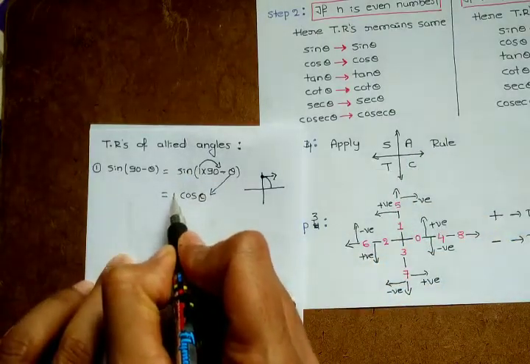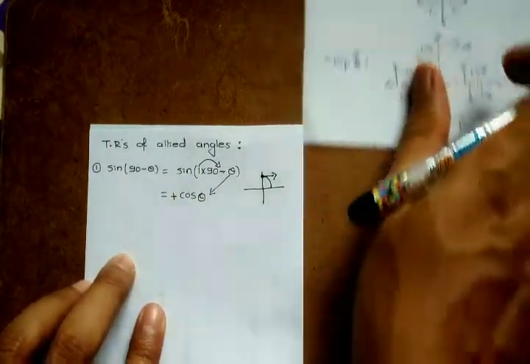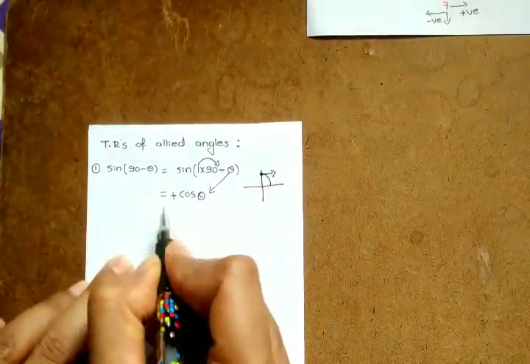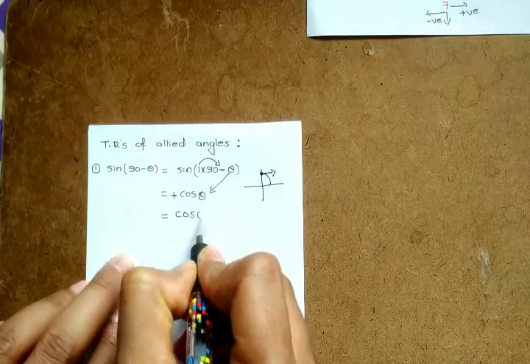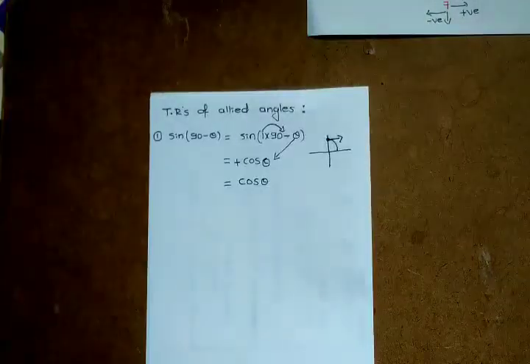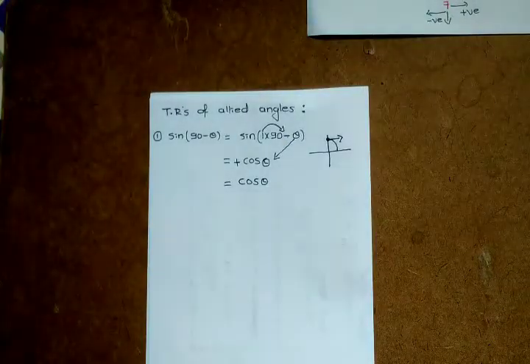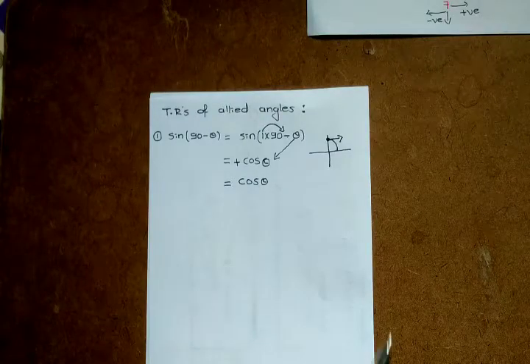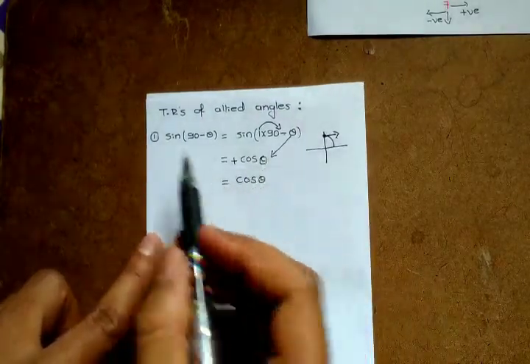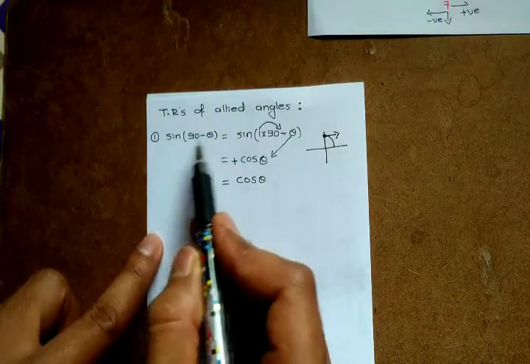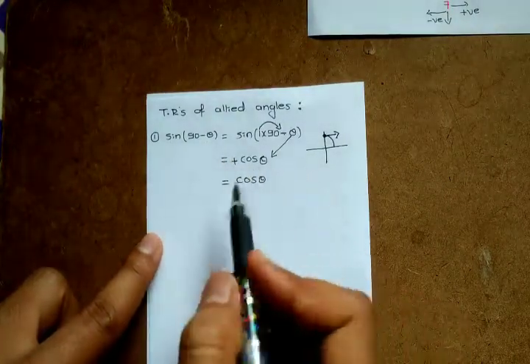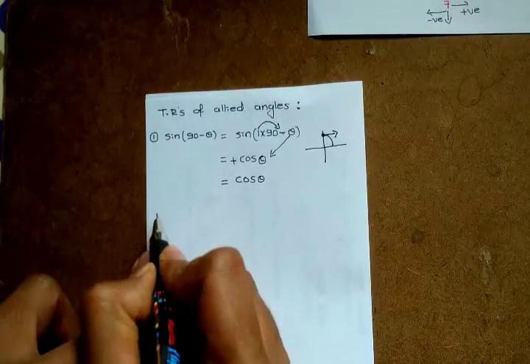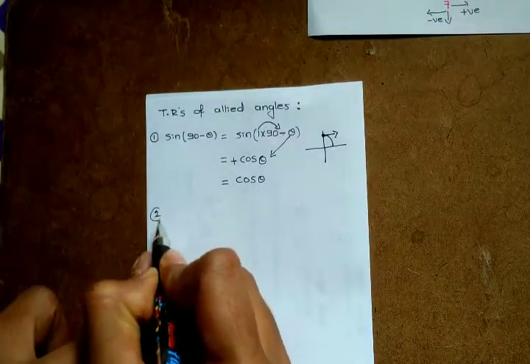Therefore, which sign will come here? The plus sign will come. So remember, sine of 90 minus theta is cos theta. This is the first one. Like that you can find cos of 90 minus theta, tan of 90 minus theta, sec of 90 minus theta, and you will get the value. Next, I will take one more example so you will understand.